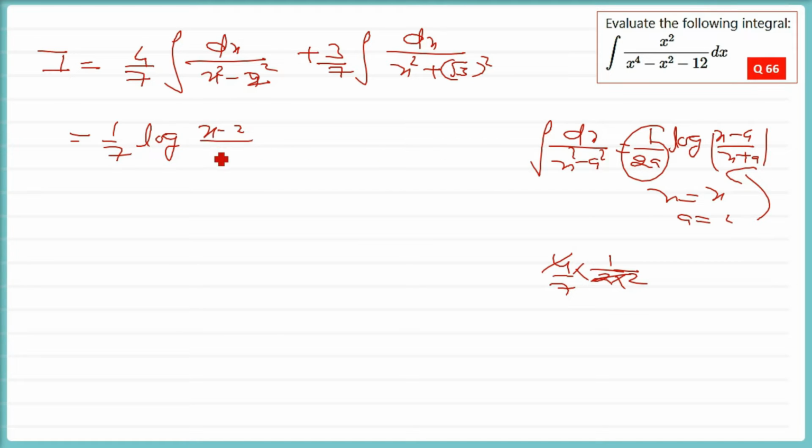Log of modulus of (x minus 2) divided by (x plus 2). First part is done. Coming to the second part. Now we have to apply the formula of dx divided by x square plus a square. So integration of dx by x square plus a square will be what? 1 by a tan inverse x by a.